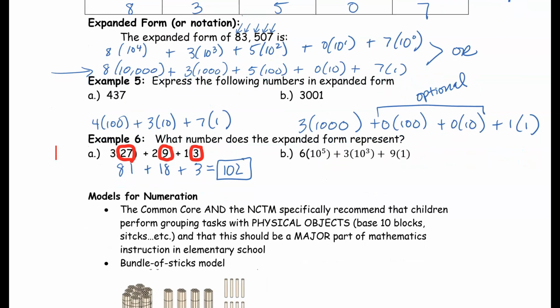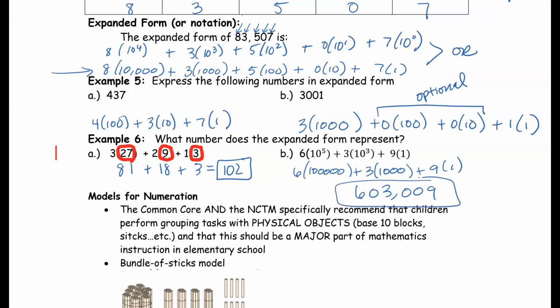The next one, if you work that out, so 6 times 10 to the 5th, that would be 6 times 10. We've got 5 zeros there. 1, 2, 3, 4, 5. Plus 3, a 1, and 3 zeros. Plus 9 times 1. So you should get 603,009 for that one.